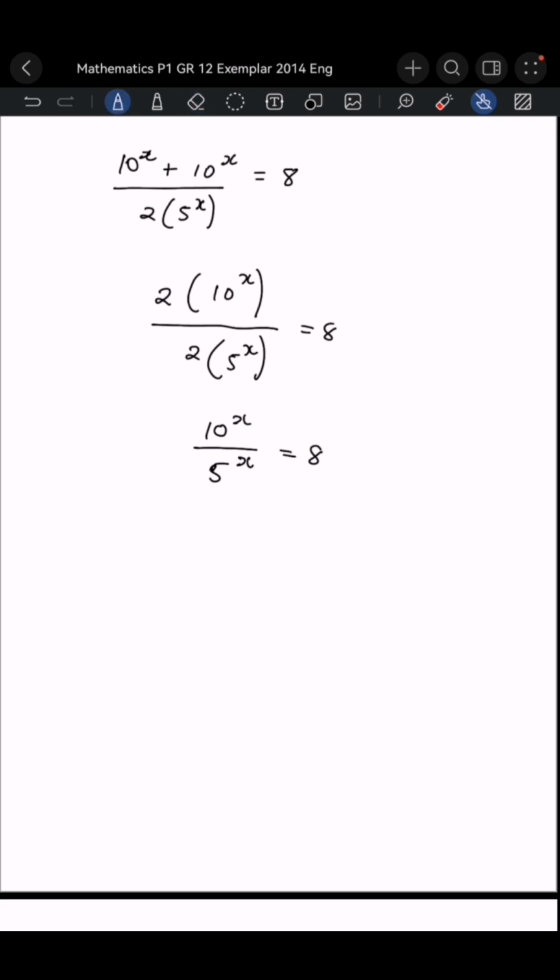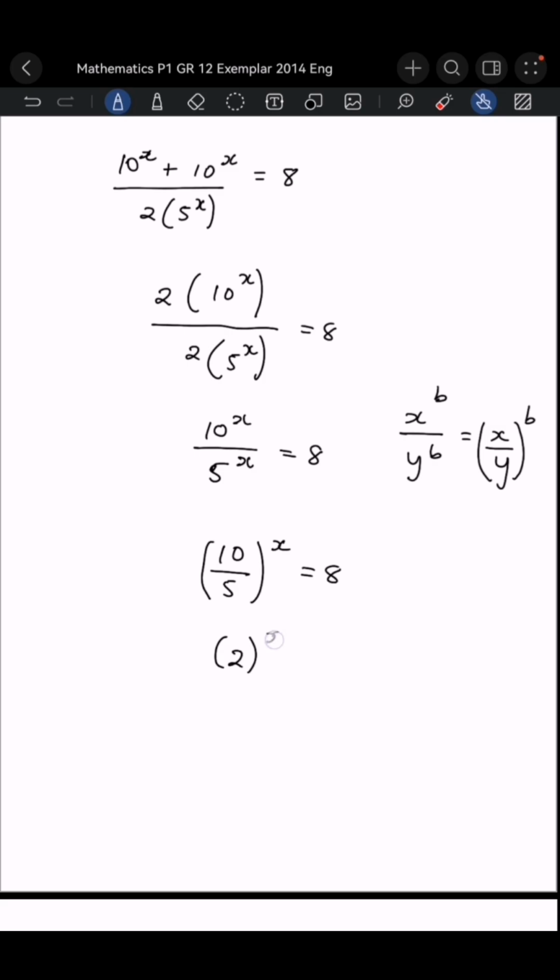What we remember is that x raised to the power of b divided by y raised to the power of b is equal to x over y all raised to the power of b, right? So from that we can see that 10 over 5 bracket x is equal to 8. Therefore these two become 2 bracket x is equal to 8. 2 raised to the power of x is equal to 2 raised to the power of 3. Therefore x is equal to 3.